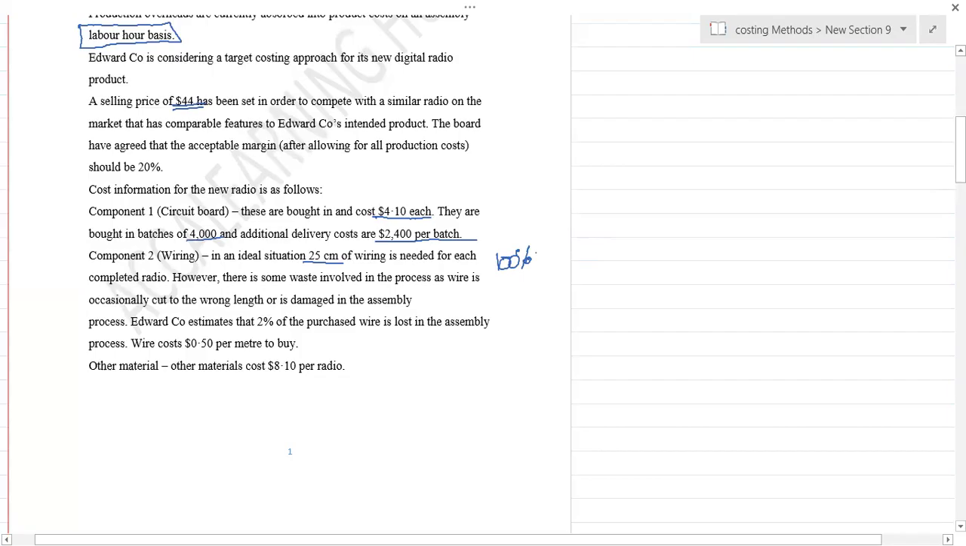Advert company estimates that 2% of the purchased wire is lost in the assembly process. It means this is not at 100%. This 25 centimeters is required for the manufacture of the product. We put 100%, this is 98% because 2% is lost. Wire also costs 0.5 per meter to buy. Now, consumption is given in centimeters, but the rate is given in meters, so we will convert the consumption into meters. Other material costs 8.1 per radio.